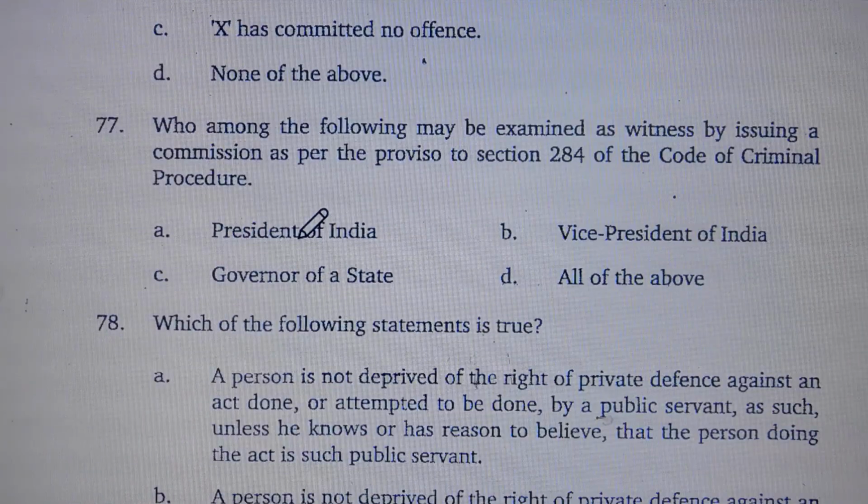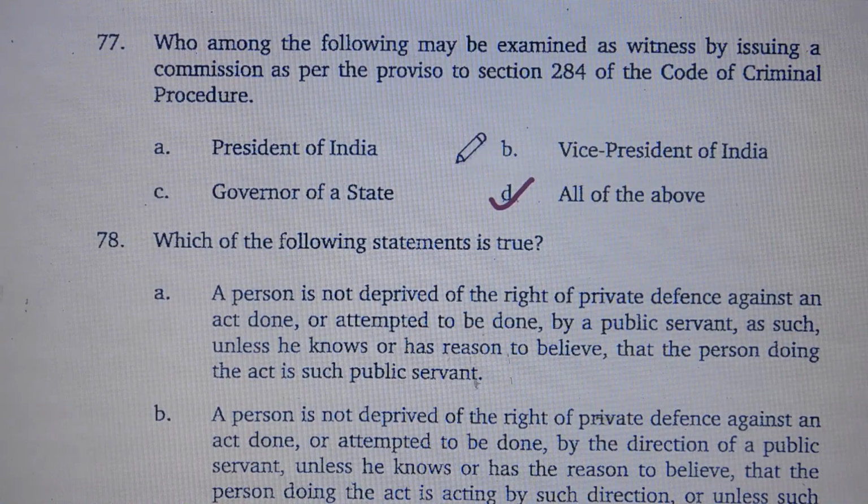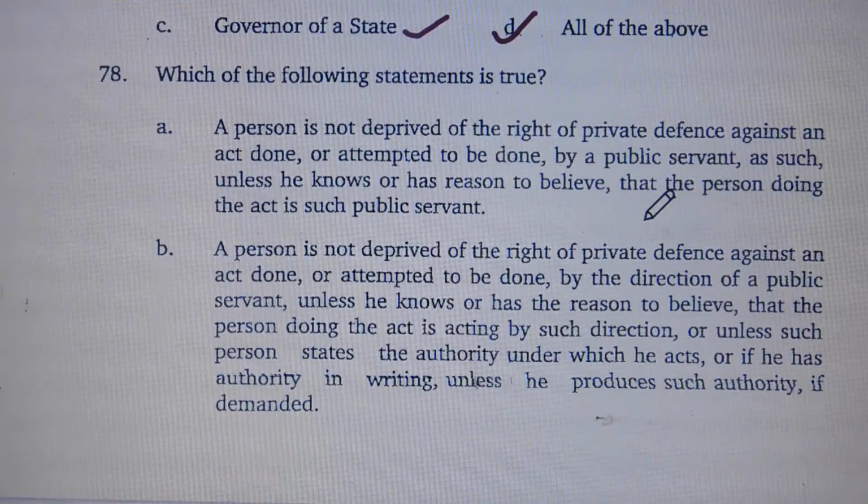Question number 77. Who among the following may be examined as witness by issuing a commission as per the proviso to section 284 of the Code of Criminal Procedure? Answer is option number D. All of the above, means option A, President of India, option B, Vice President of India, option C, Governor of State.